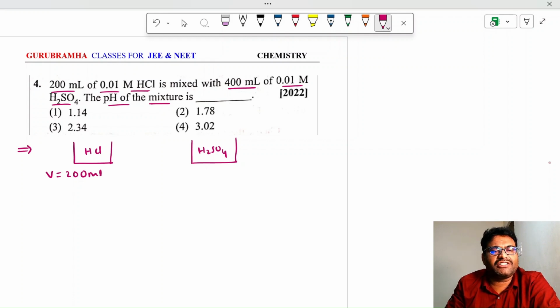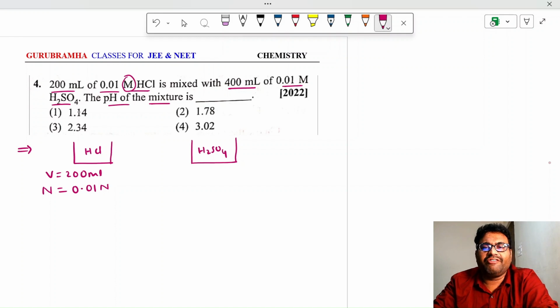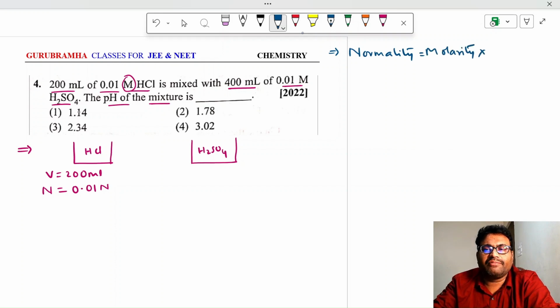Concentration, let us convert it into normality. Normality is 0.01 N. Molarity is equal to normality for HCl. We know a formula to convert molarity into normality: normality is equal to molarity into N factor. So what is the N factor for HCl? For HCl, the N factor is equal to 1, so normality is equal to molarity.